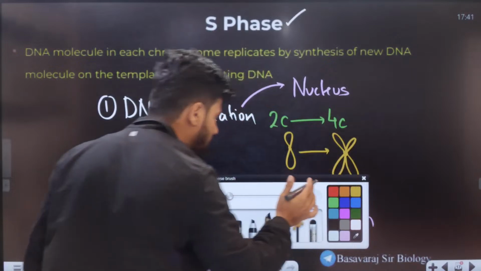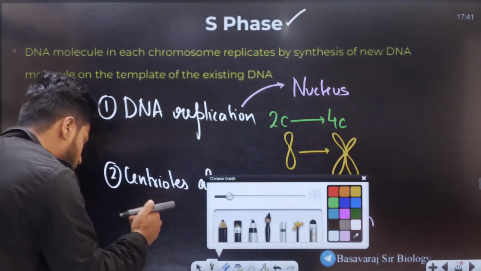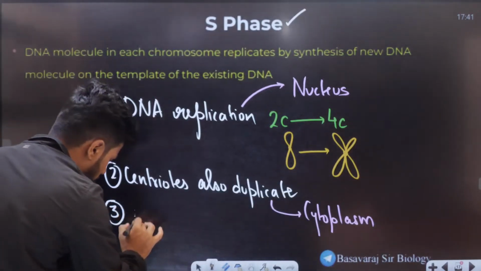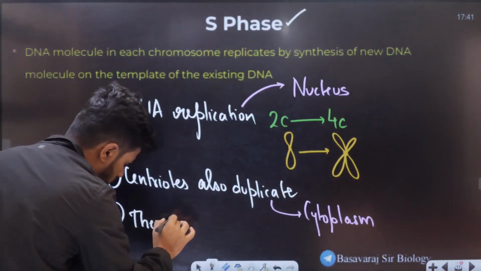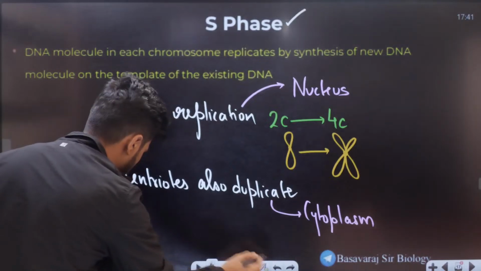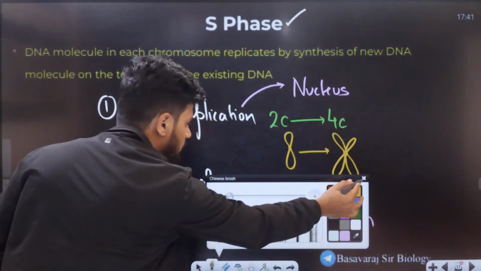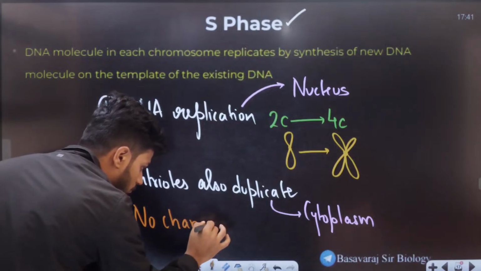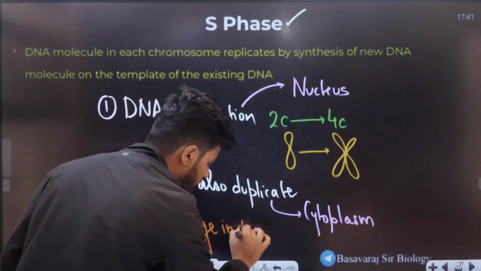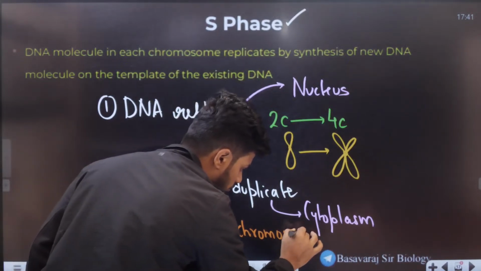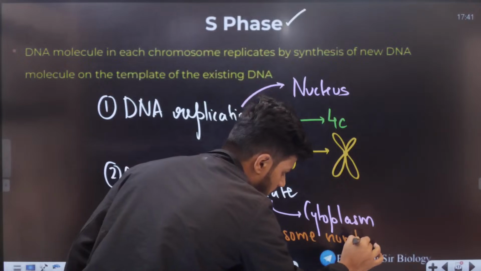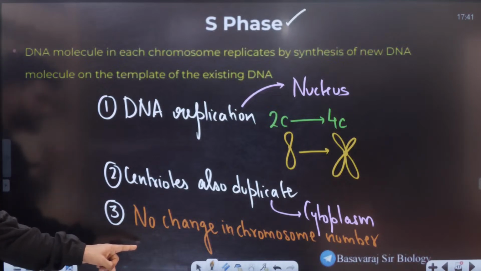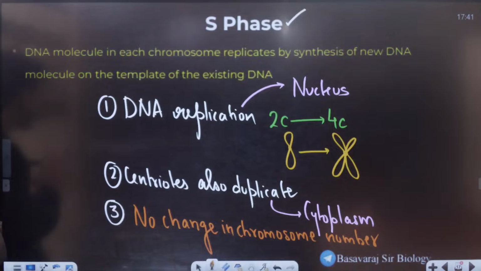Now this much is given in NCERT. Let me write one more point for all of you. That is, in the case of S phase, the most important point, okay, let me use a different color. No change in chromosome number. This right here is the basics of many numericals. Is everyone following here?